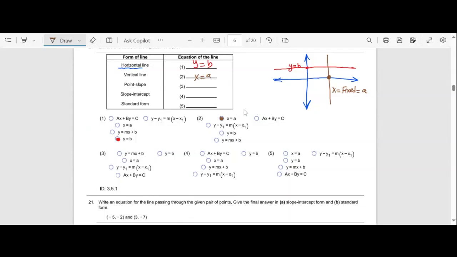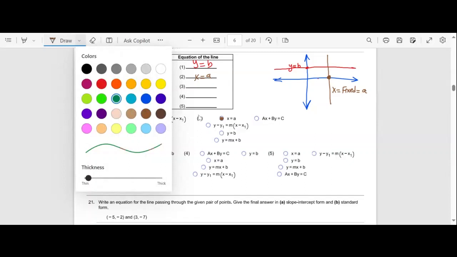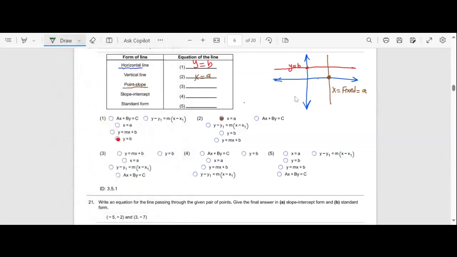Point slope. So what is point slope? It means you can have a graph that has a point. For example, some point somewhere here, and the graph is like this. So the point here is one point and there is another point. In this case, I will call it x1, y1. So in this case, we're going to choose this one.